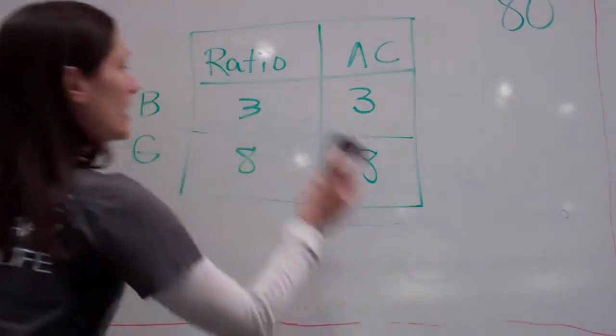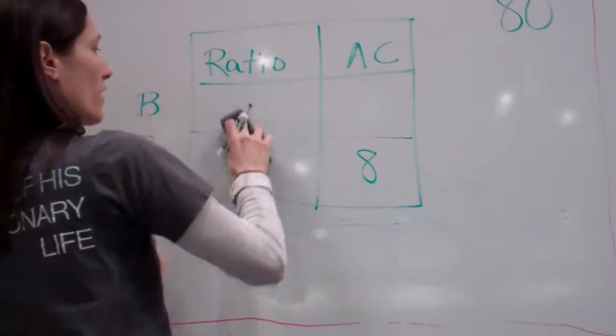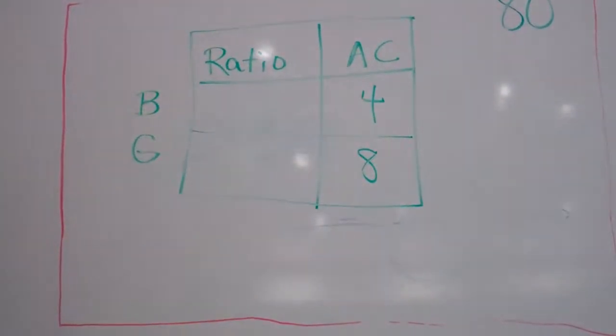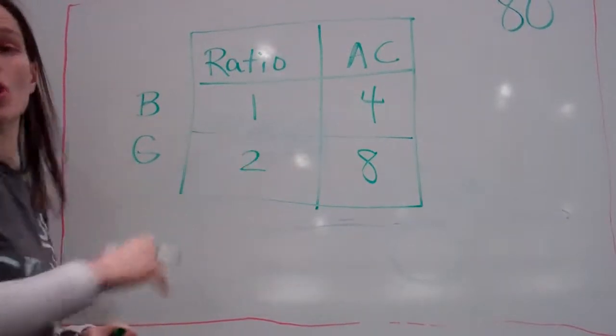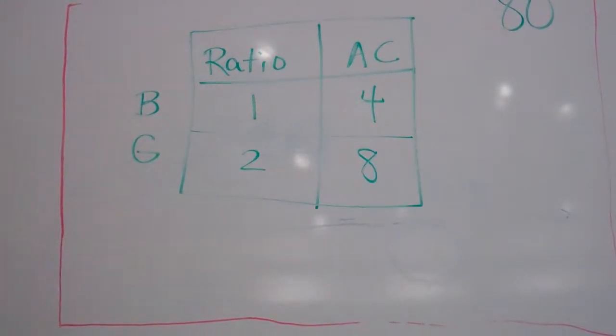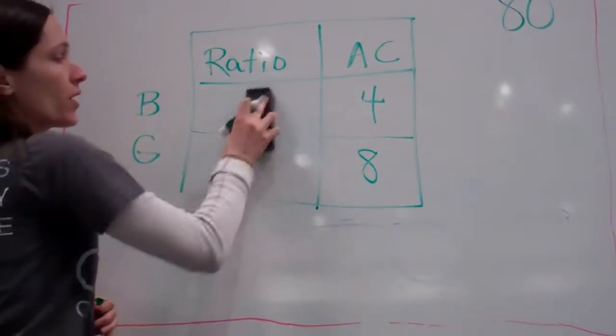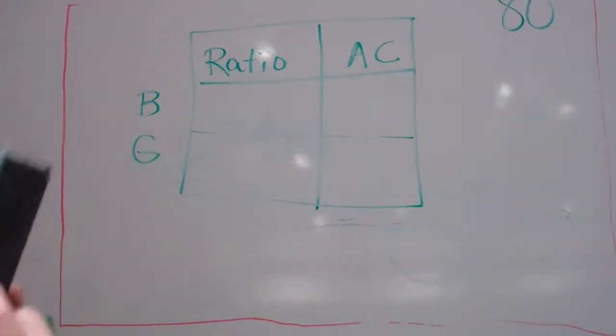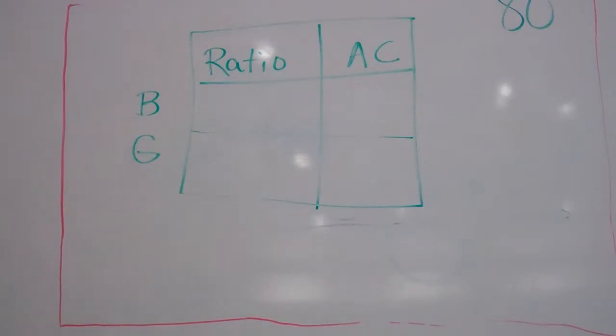But let's say we had 4 boys and 8 girls, and that reduced to 1/2. So every 1 boy, there are 2 girls, is basically what the ratio is saying. Now, what I was wanting you to do, I was just showing y'all what ratio means and what actual count means.